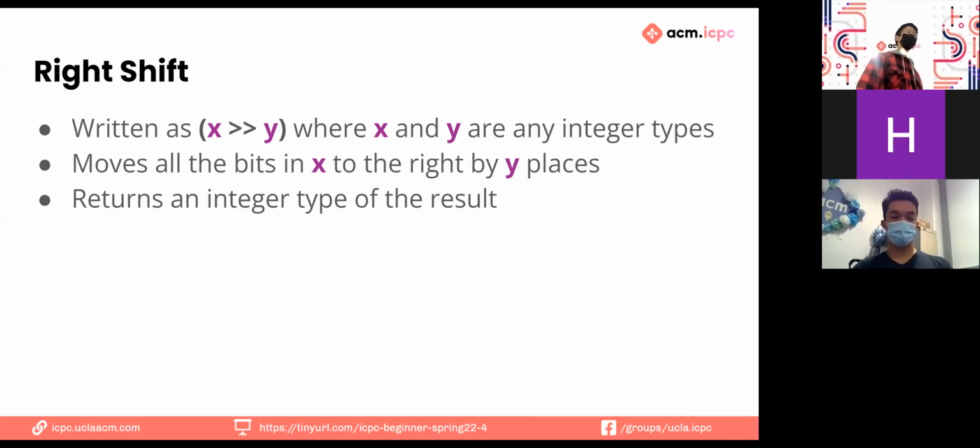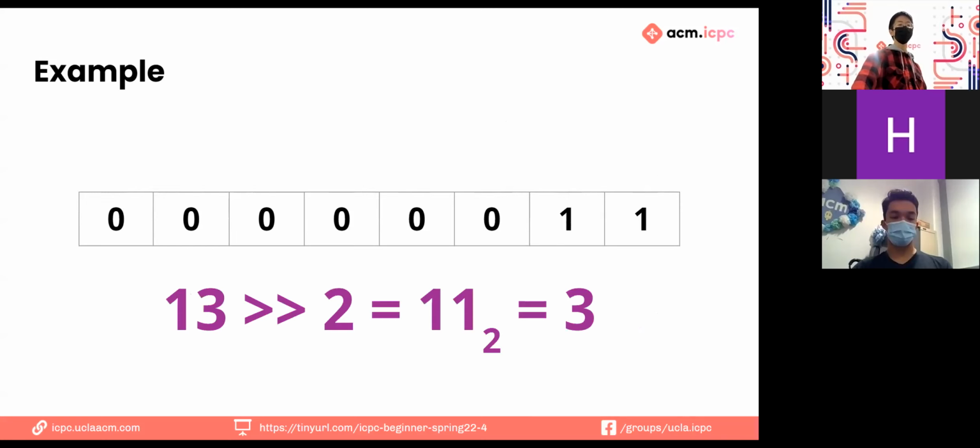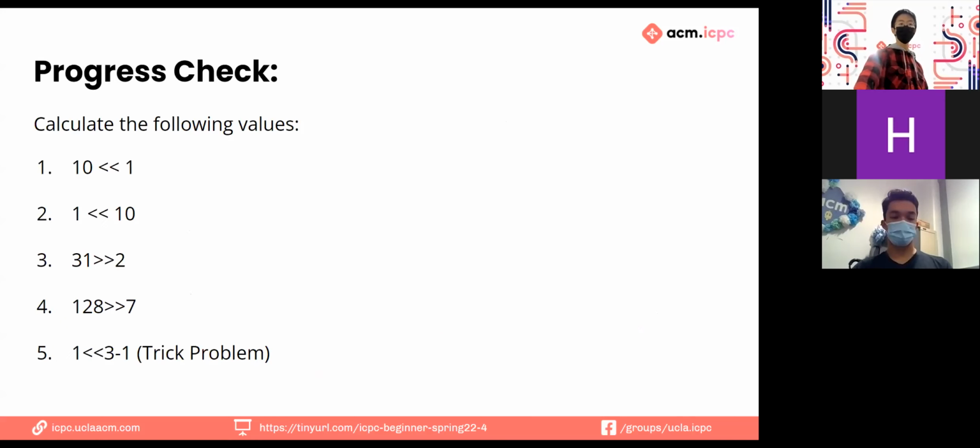And similarly, there's also the right shift. It shifts the number to the right by y bits. With x equals 13, y equals 2, the final result would be just 1, 1, which is 3. Notice that we truncated the last 2 bits, and that's just how right shift works. And here are some examples that you can try out if you're interested.